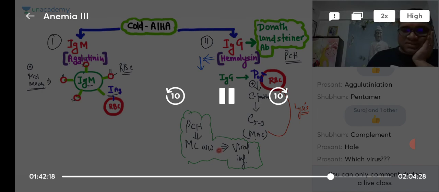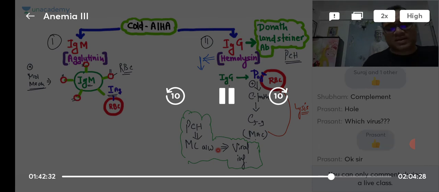I have not read which virus, so I'm not very sure about that virus. They have just written viral infection. So I don't have an idea, and I will not commit to anything, otherwise you'll have a mistake. They will not be asking which virus; they will just ask which infection it is commonly associated with. I will search for the virus also and post it in my Telegram group. So I think it is done.